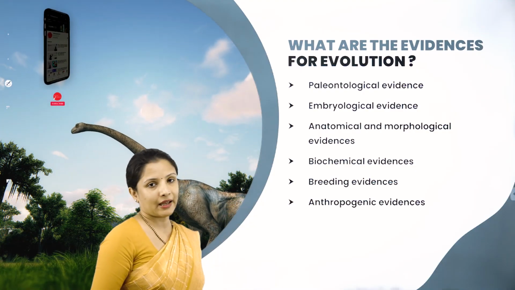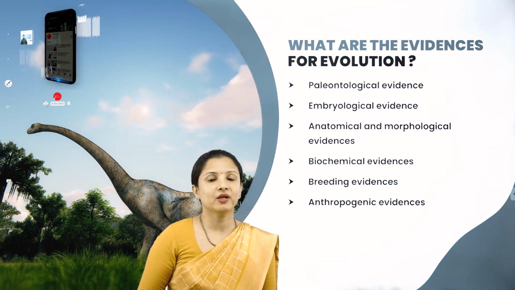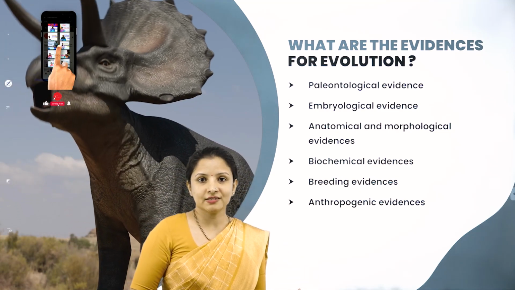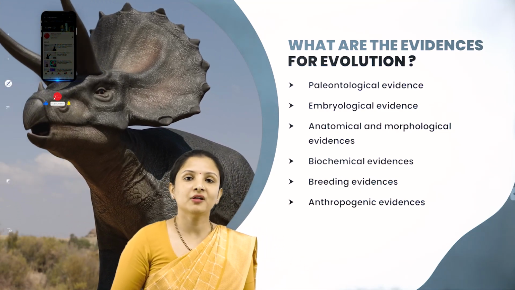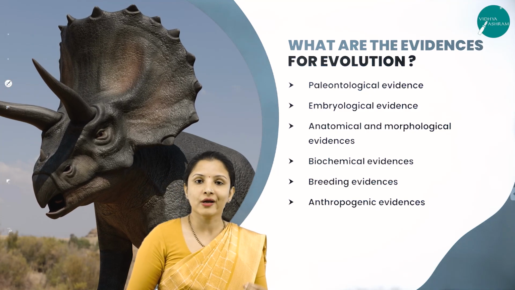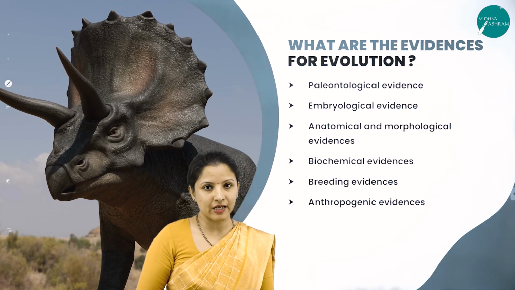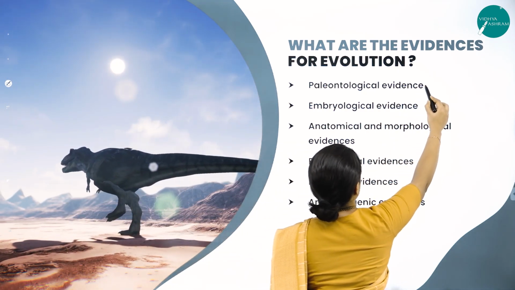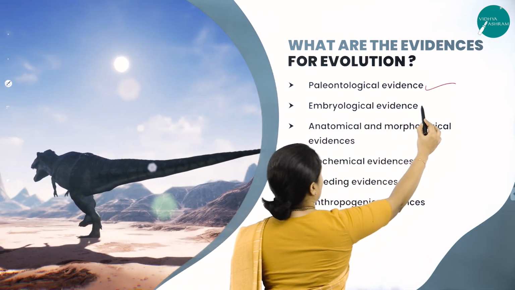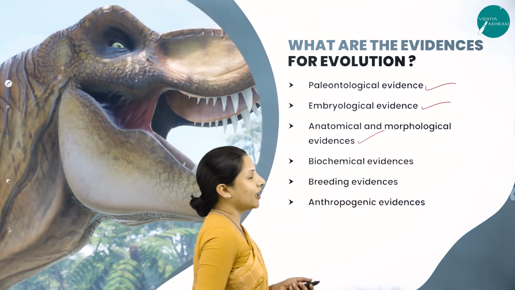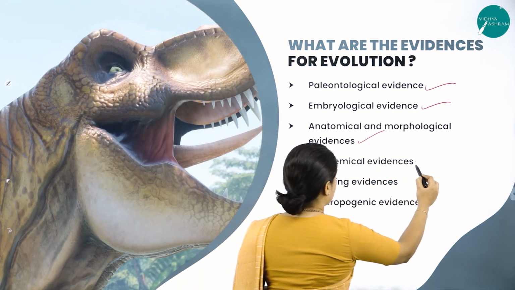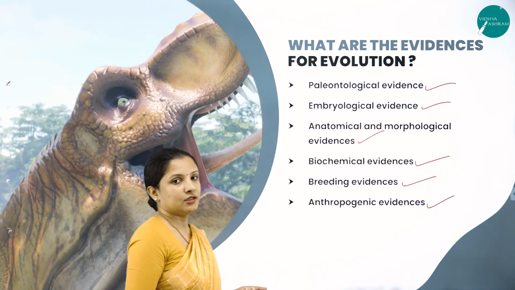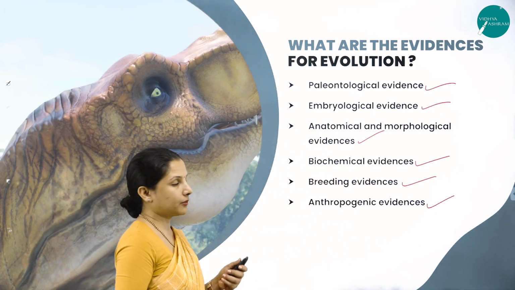So talking about evidences. In the previous session of this chapter, we learned how various scientists proposed their theories towards evolution. But those theories are not sufficient, and people require evidences to prove or to know exactly how evolution happened on this planet. So for that, different evidences have been given. In this session, we will learn about paleontological evidences, embryological evidences, anatomical and morphological evidences, biochemical evidences, breeding evidences and anthropogenic evidences. So let's learn about each one of these one by one.